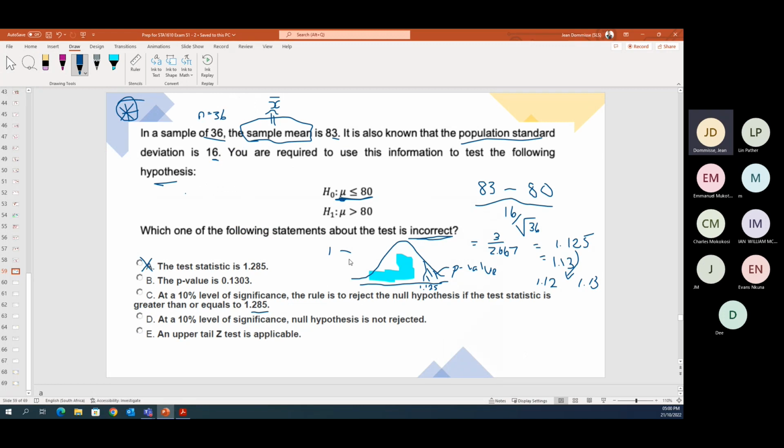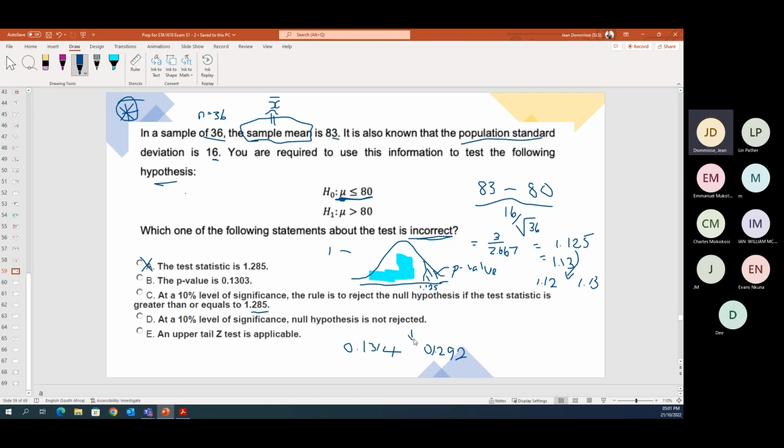So 1 minus 0.8686 gives us 0. I don't like this question. This 1 minus the 0.8708 gives us 0.1292.